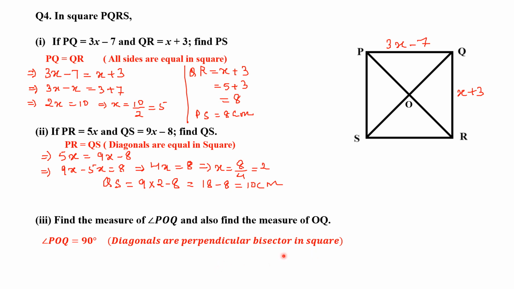Now you have to find the measure of OQ also. And if you see, OQ is half of QS. And in a square diagonals are bisecting each other, right? So whatever is the value of QS, OQ will be half of that. So from here I can write the value of OQ will be half of QS. So half of QS is 10... so I am getting the measure of OQ is 5 centimeter.